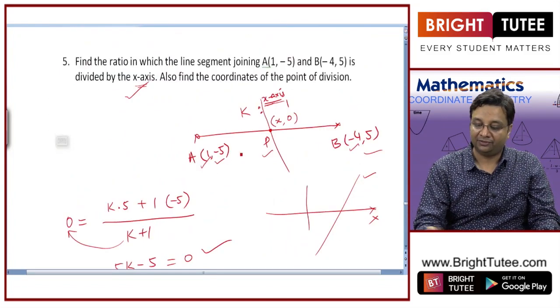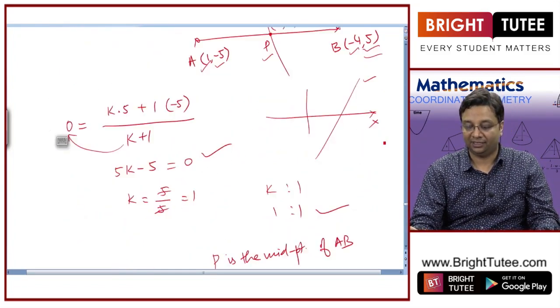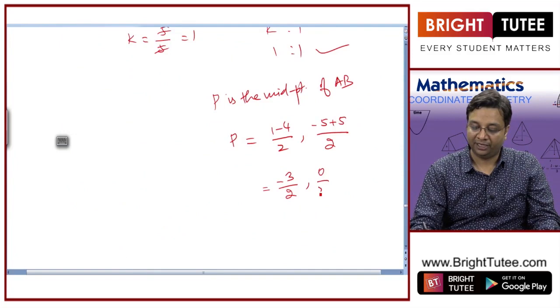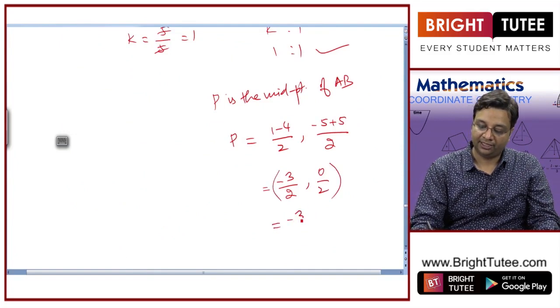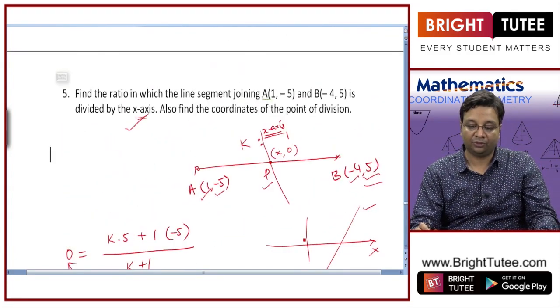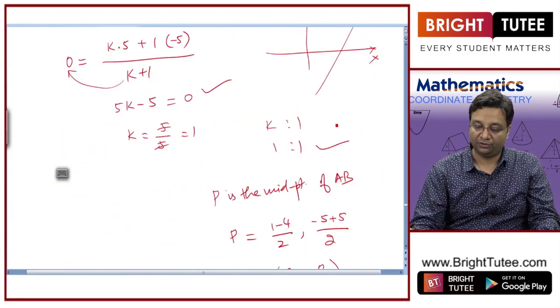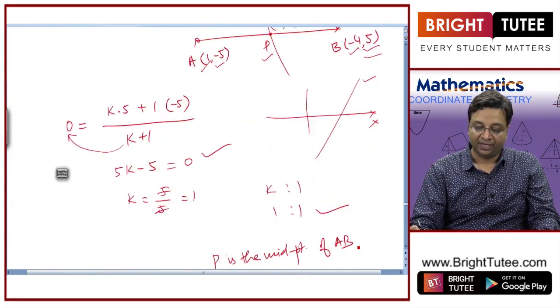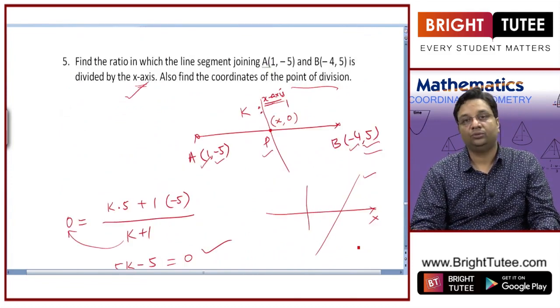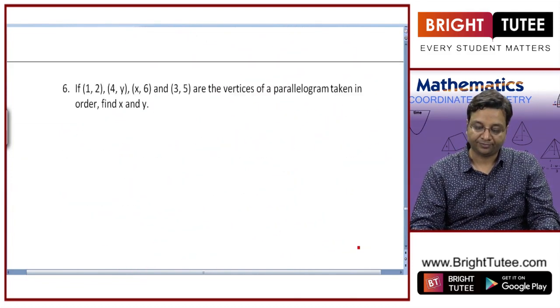Y coordinates were minus 5 and 5. When you add these, it will give you 0 divided by 2. So the coordinates are minus 3 by 2 comma 0. So we got both the answers. Coordinates of the point of division is this, and the ratio is 1 is to 1, right?